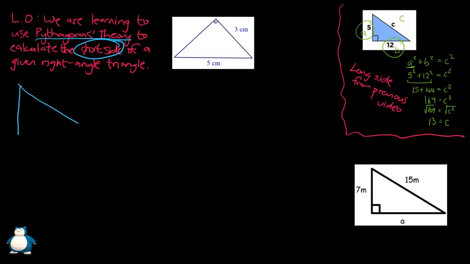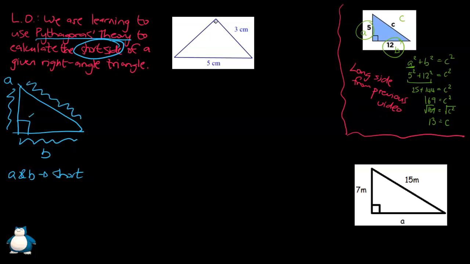Just to recap, if we have a given right angle triangle, the two sides that join together to make the right angle, that's A and B, are always the short sides of a right angle triangle. They're the ones we're trying to calculate today. In the last video, the long side, or the hypotenuse, opposite the right angle, however you want to say it, that's the C value. We learned how to calculate that in the previous video.